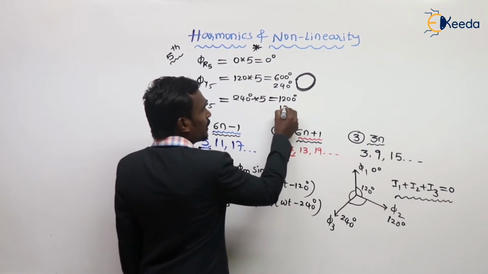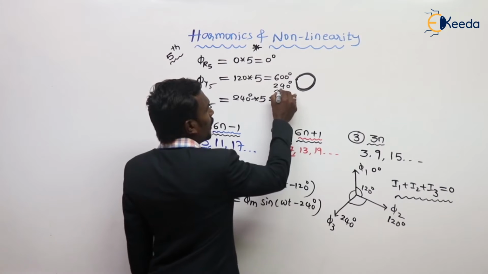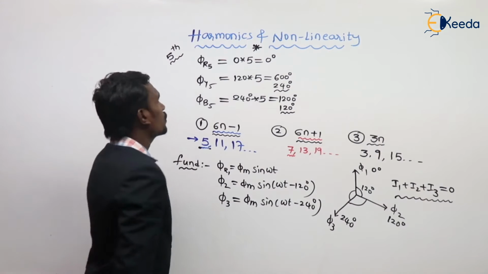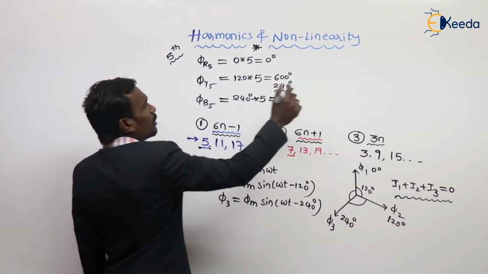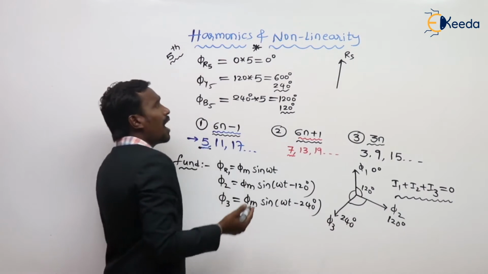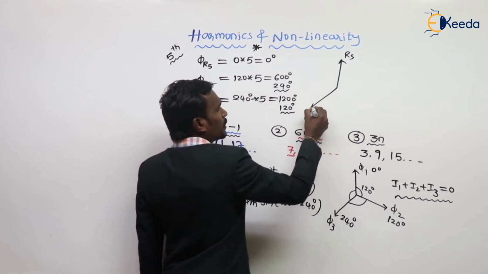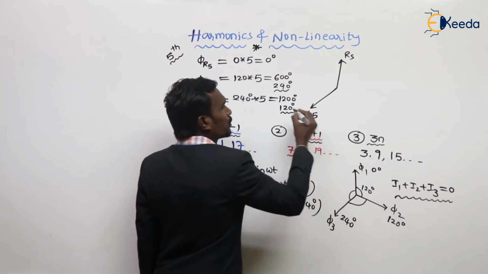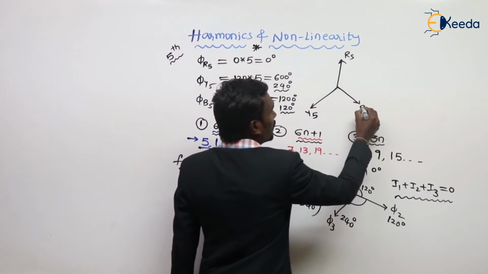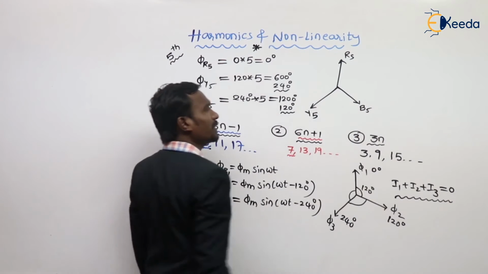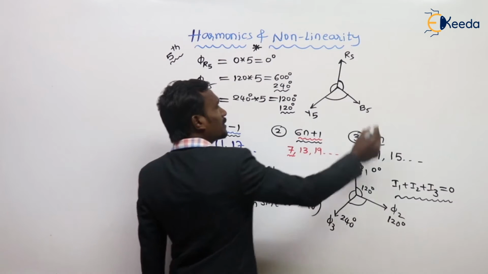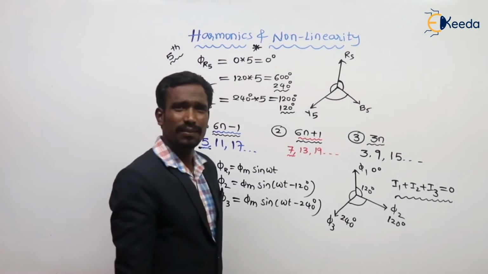So if the third time also 360 is completed, then the remaining is only 120 degrees. So the R phase of the fifth order is located at 0 degrees. And Y phase is located at 240 degrees. And B phase is located at 120 degrees. Of course, these three phases are also displaced by 120 degrees from each other.